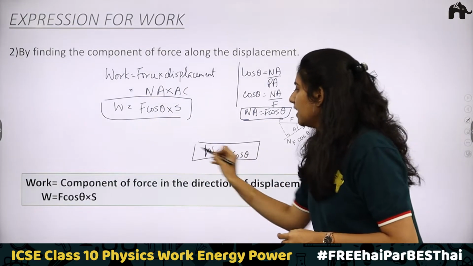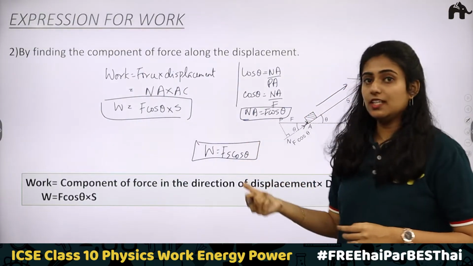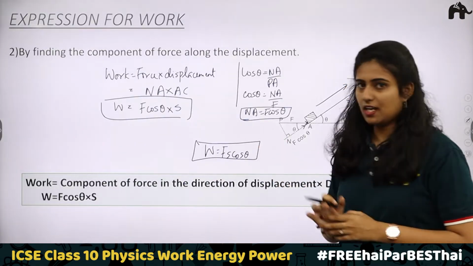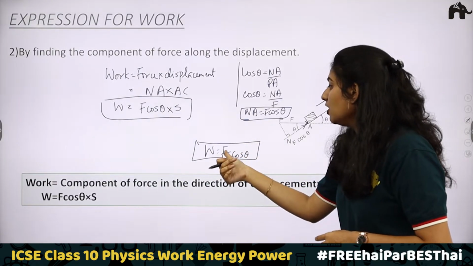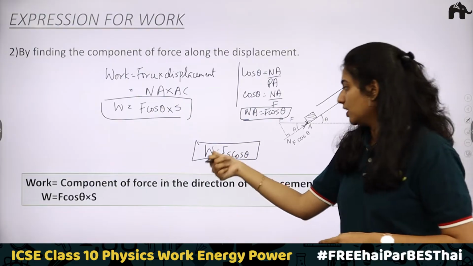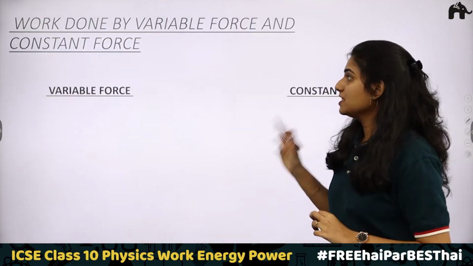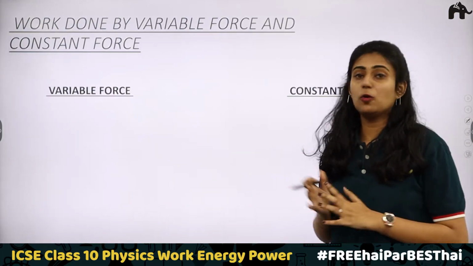Therefore, work depends on the angle between the force and displacement vectors. Clear? Force and displacement are vectors. It is not only on the magnitude of force and displacement that work depends. It also depends on the angle theta. Clear? Next, we are going to study how to find work done by plotting graphs.